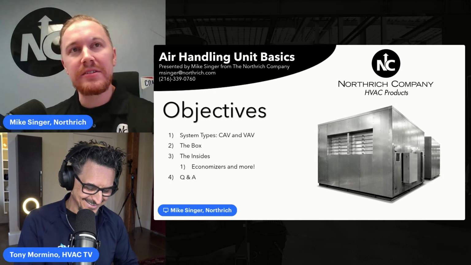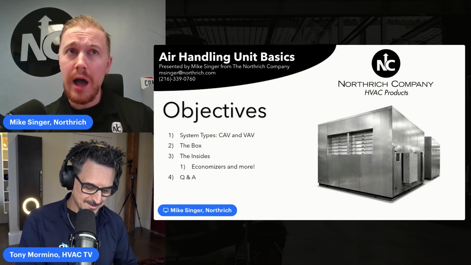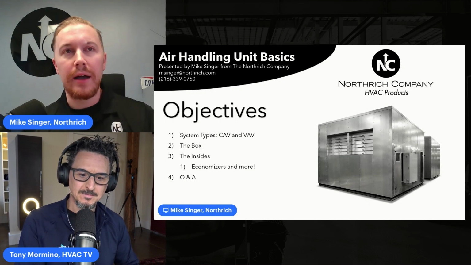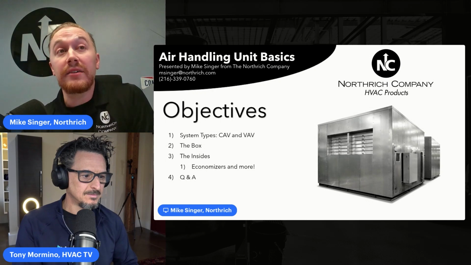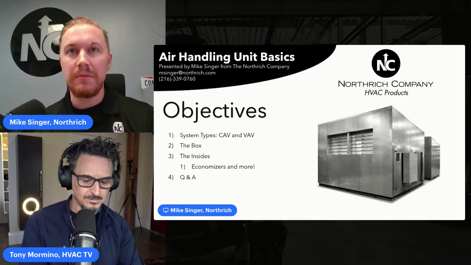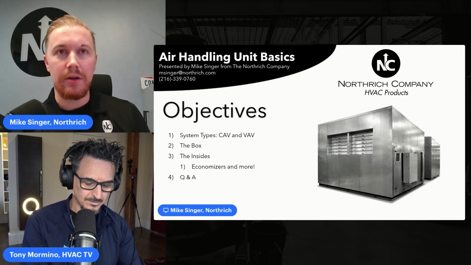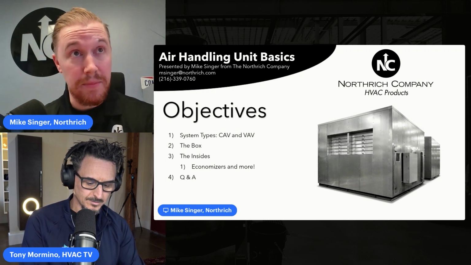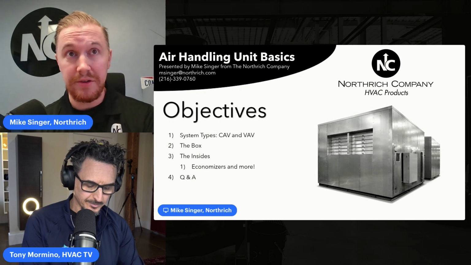So we'll talk about system types, constant volume systems versus variable air volume systems. I'll move pretty fast through that to get to the more fun parts of this conversation, which in my opinion are the box. What is an air handling unit? Well, it's a box that has a lot of components inside of it, but how do we go about sizing that box out? We'll talk about what's inside the box with a very large highlight on economizers.